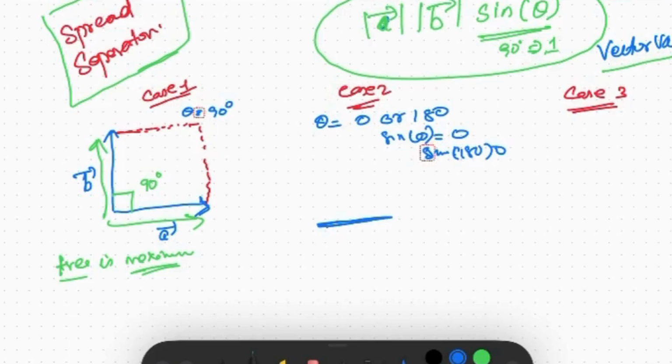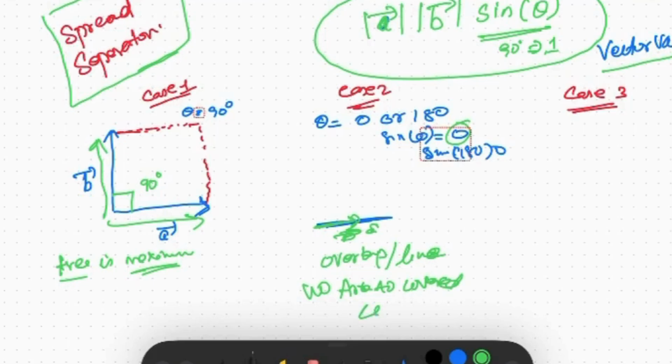So for differentiation purposes, I am using a different color. See, this A vector and B vector will give you what? They will overlap, since the angle between them is 0. There is no area to be calculated, or you can say it will be like a line, right? So there is no area to be covered or calculated, right guys?